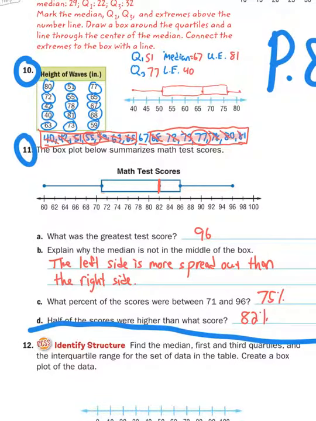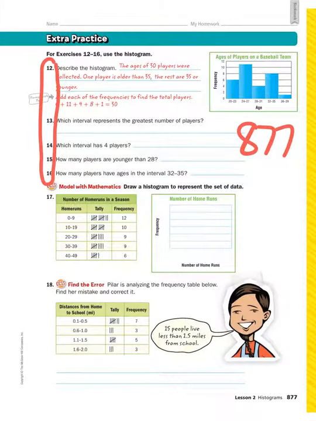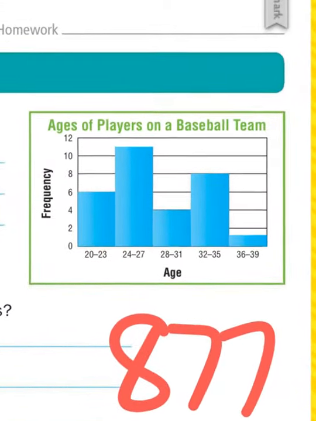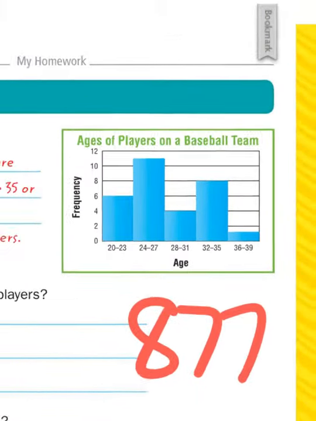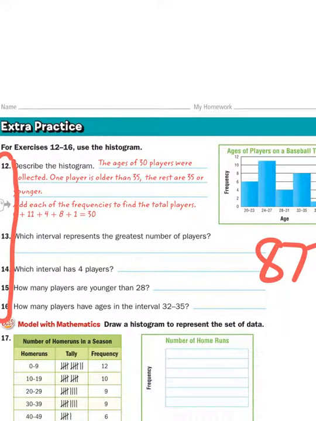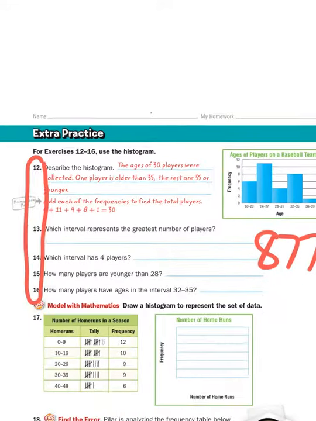All right, so that's it for this page. Now we are going to move on to the next page, which is page 877. So we're on page 877, and you had to do number 12 through 16, and guess what? 12 was already done for you, so no big deal. So we're going to start by doing 13 through 16, and all of our questions are going to be about this histogram here.